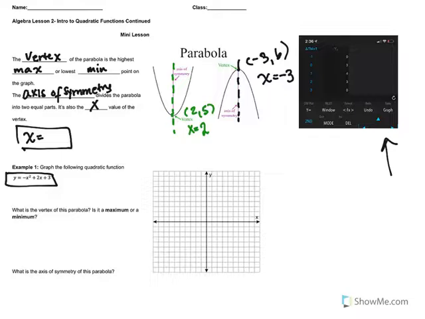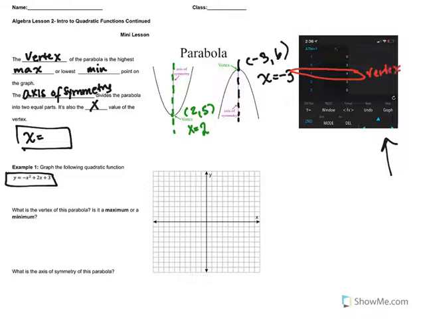So in our table here, you will see that after the point 1, 4, you start to get the same y values back, right? So you're at 0, you're at 3, then you're at 4, then you're back to 3, back to 0, and so on and so forth. So at the point where you start to repeat the same y values, that is going to be your vertex.